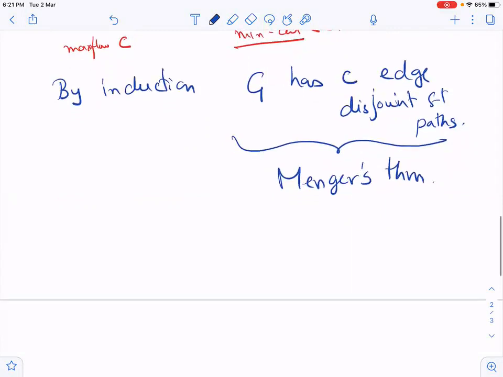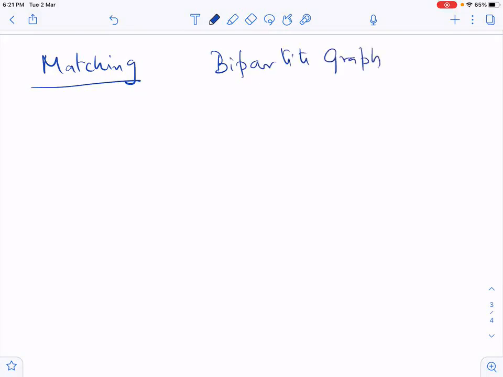Okay. Now, let me go into the other thing, matching. Before I start with matching, let's start with the bipartite graph. What is a bipartite graph? Do you guys remember what a bipartite graph is? You say it can be divided into two sets of vertices that don't contain any edges between them.